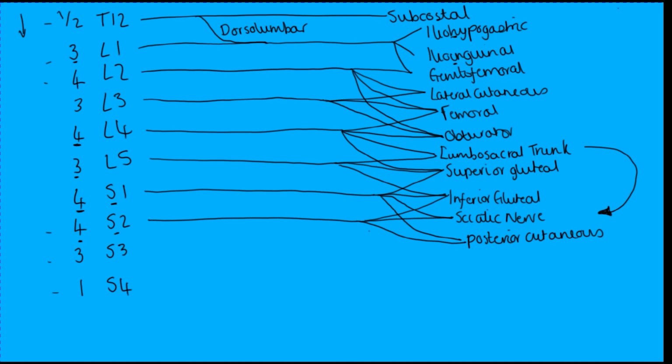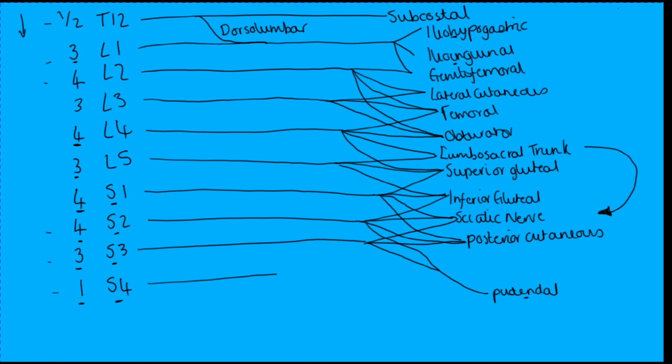Let's look back at L1. So L1, as we can see, has 3 branches. So we have 1, 2, 3. We have the ilio-hypogastric, the ilio-inguinal, and the genito-femoral. Okay, if you cannot remember which way round it goes, H comes before I. Okay, and then finally we have the genitofemoral at the end.